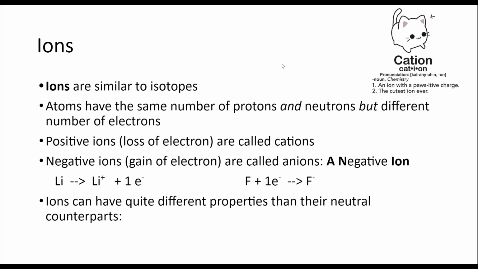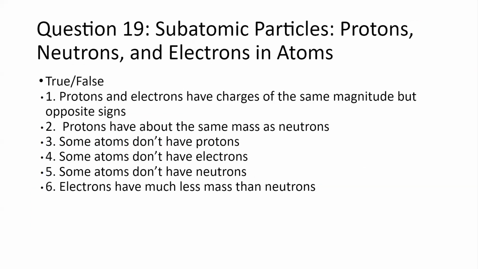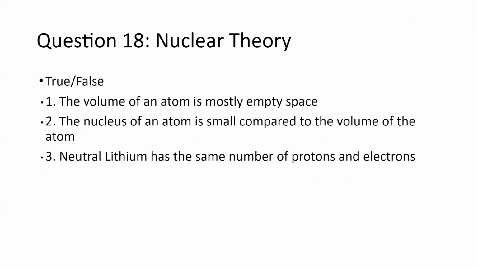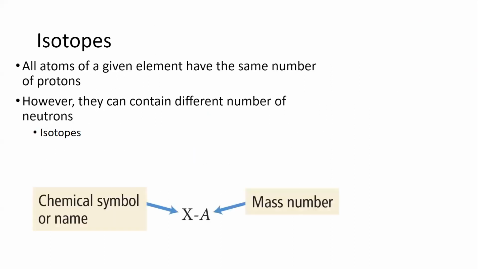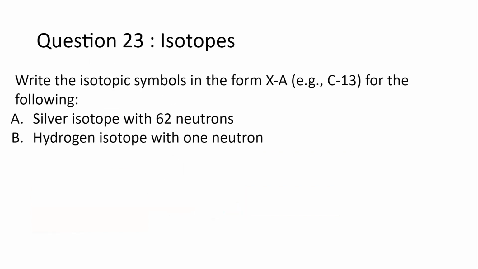To start with, let's just talk about what we looked at on Wednesday. Our main thing on Wednesday was our subatomic particles. So protons, neutrons, electrons. Protons are positive, electrons are negative. Protons and neutrons weigh the same. Then we looked at nuclear theory and some questions about nuclear theory. We looked at isotope notation. There are two ways to talk about isotopes. Remember, isotopes have the same number of protons, but a different number of neutrons. We had some questions with that.